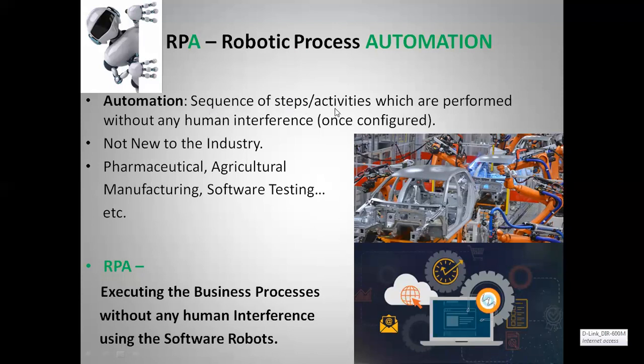A sequence of steps or activities which are performed without any human interference once configured is called automation. So if any task is performed without any human interference, we call that task an automated task, right? Here you can see a car manufacturing industry wherein the machinery is doing the welding work and the painting work for the cars, right? It was earlier carried out by people, but ever since this machinery was introduced, the task has been automated and the manual workforce was replaced, right?